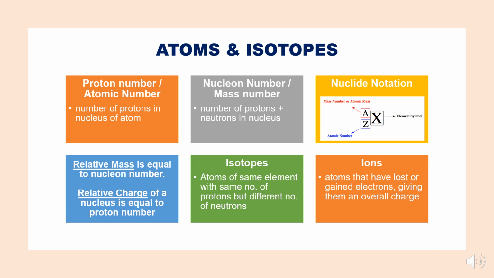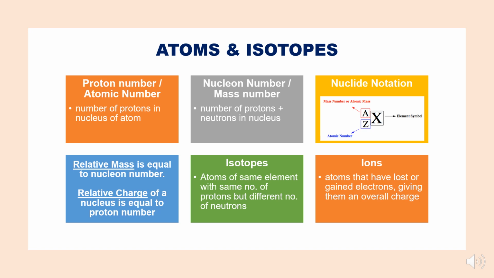Now, a nuclide is an atom with a particular number of protons and neutrons. So, there is a certain nuclide notation. We can see the X, which is basically shown by the element symbol. The A represents the mass number or the atomic mass or the nucleon number, and Z represents the atomic number or the proton number of the element.